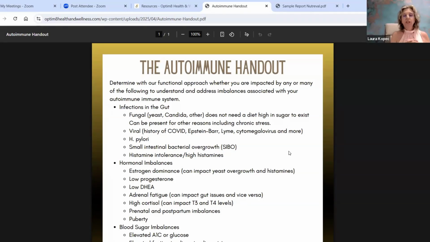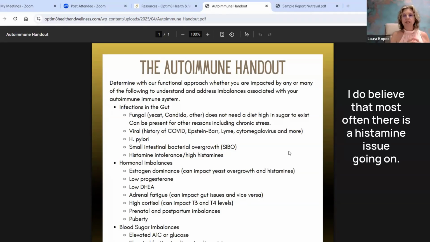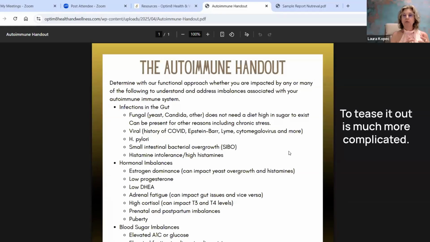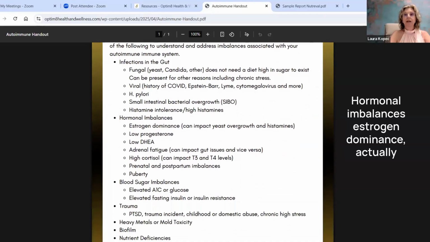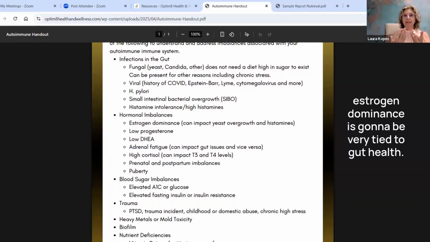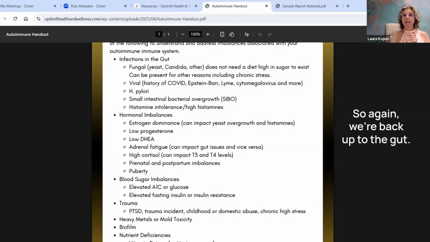Histamines, I do believe that most often there is a histamine issue going on. This sometimes can be like the hidden culprit. To tease it out is much more complicated. Hormonal imbalances, estrogen dominance. Actually, estrogen dominance is going to be very tied to gut health. So again, we're back up to the gut.